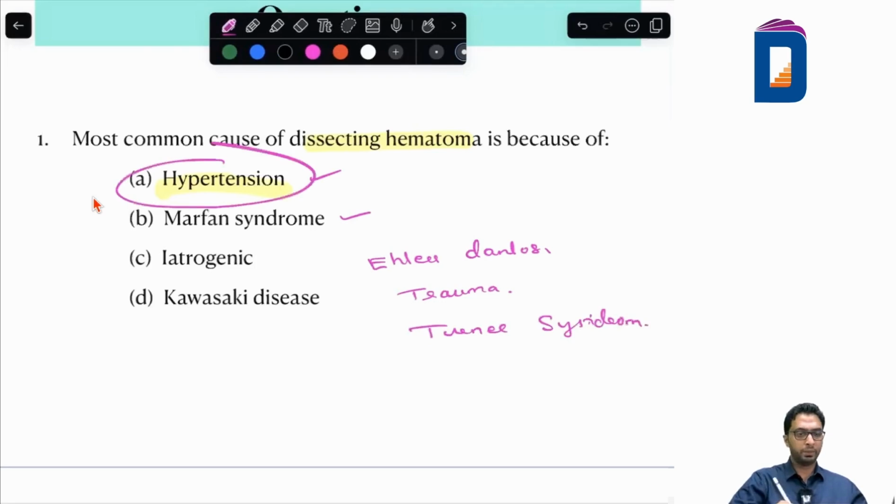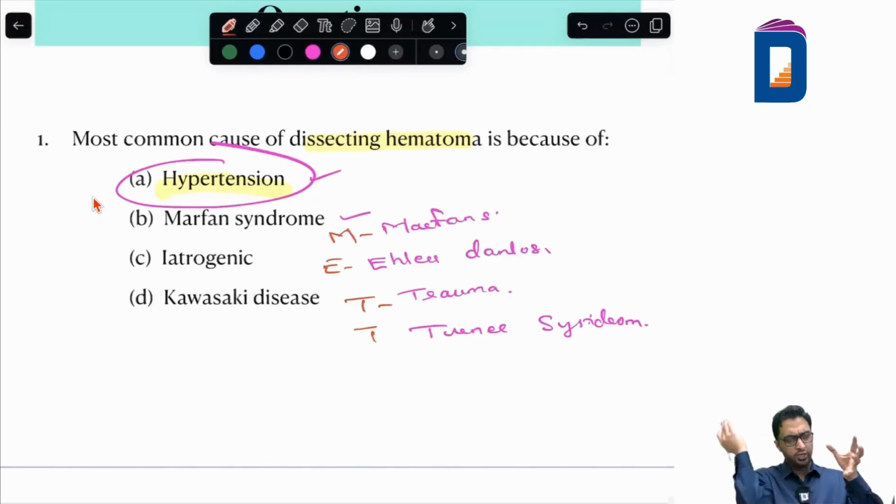So don't forget hypertension. If you want to remember a short form, the first one is Marfan's syndrome, so it is MET, or METT. Aortic dissection is a complication of aneurysm. Please note this: aneurysm is just a dilatation, while dissection is a cut, with blood coming out of it. These are two different conditions.